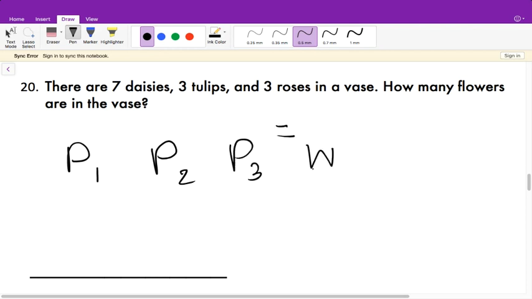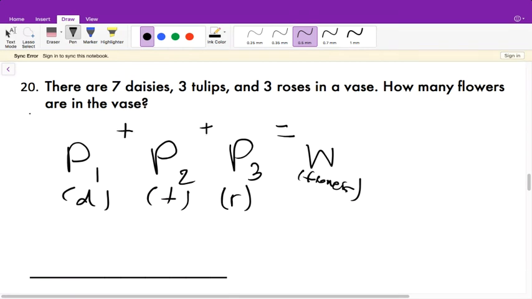And we know our whole is all of the flowers together. All the flowers that are in the vase. So part 1, we have daisies, part 2, tulips, and part 3, roses. So let's see if we can add all of these things together. So first I need to look how many daisies there are. It says there are 7 daisies, so I'm going to write 7 for part 1. And then how many tulips there are, and it says there are 3 tulips, so I'm going to write 3 for part 2. And then how many roses there are, and it says there are 3 roses, so I'm going to write 3 for part 3.